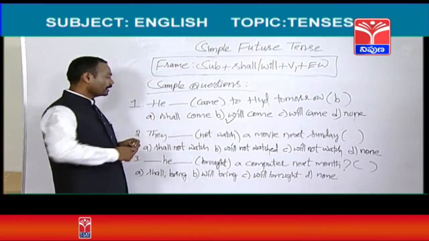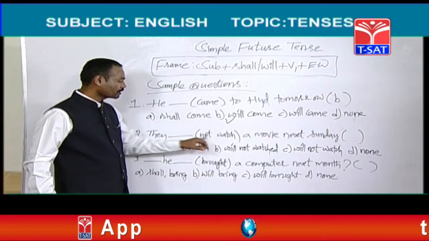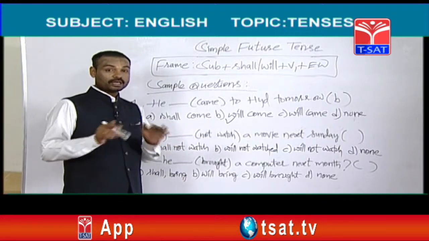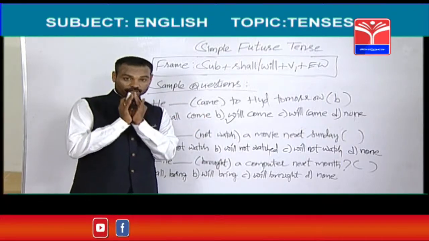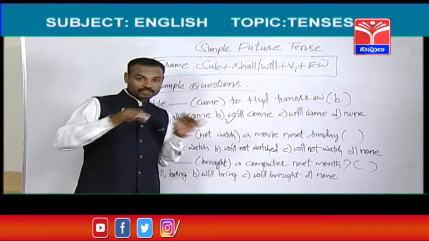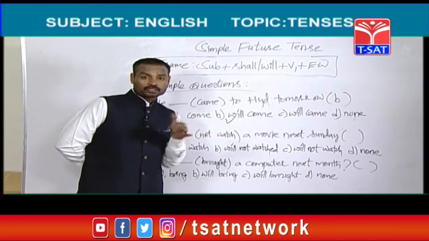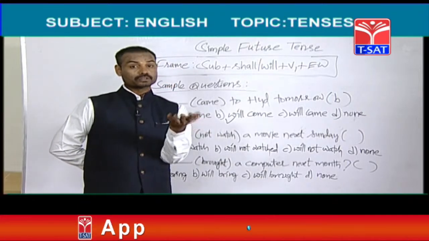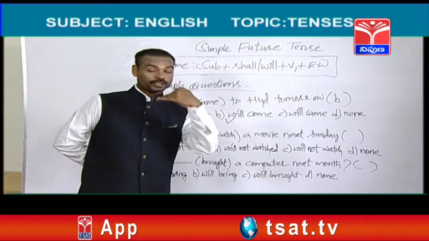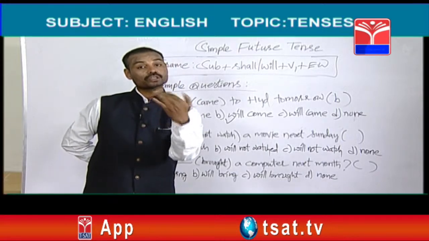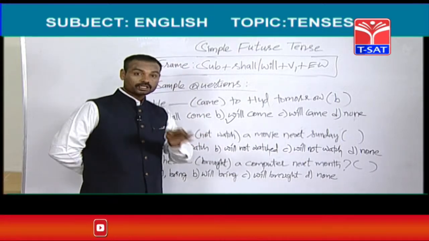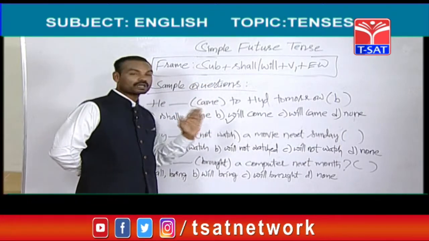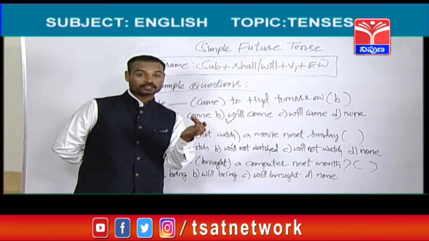Next, let's see one more example. They dash not watch a movie next Sunday. So friends, I have already told you that from tenses, four to five questions will be given. Sometimes they may give a positive sentence, other times negative statements also. In some rare situations, interrogative or WH type questions are also given from tenses.